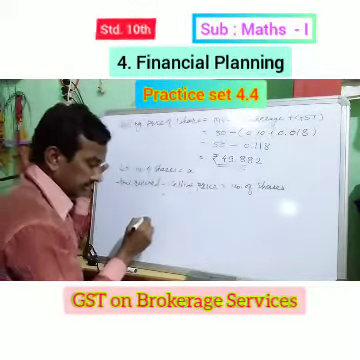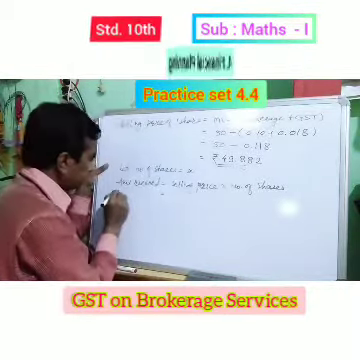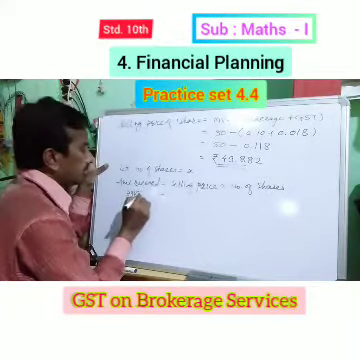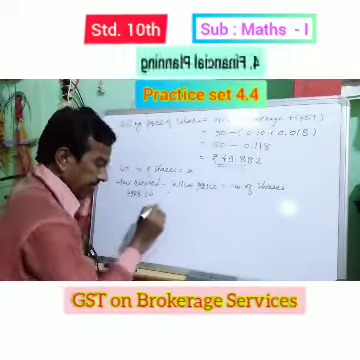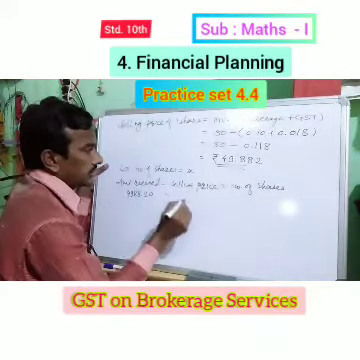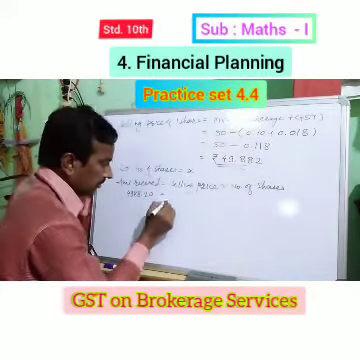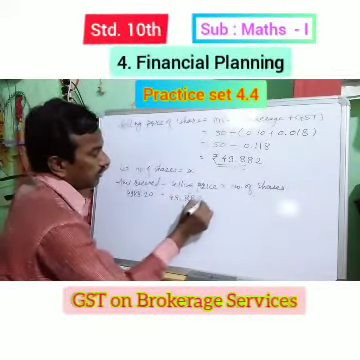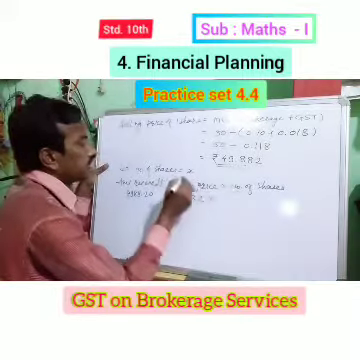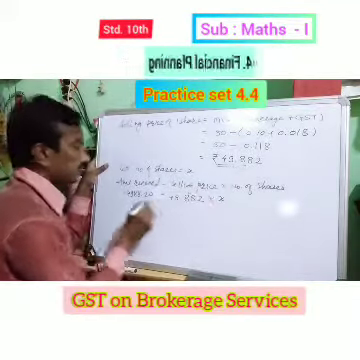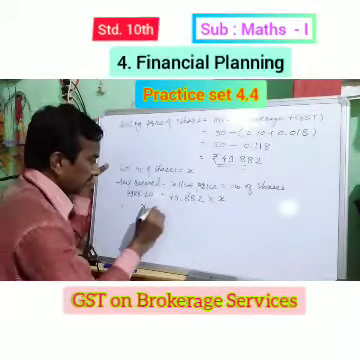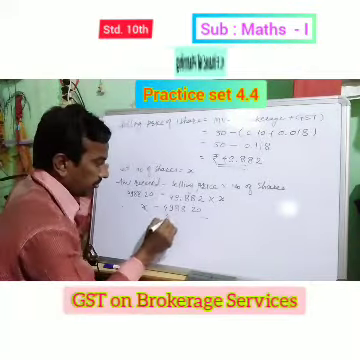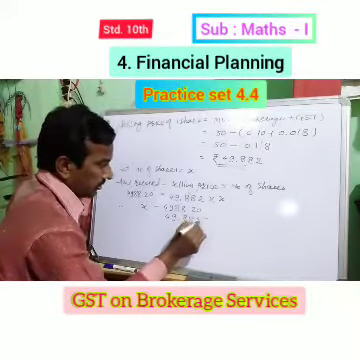The amount received by Srimati Desai is 4988.20. Selling price of 1 share is 49.882 into number of shares. We assume that it is X. Therefore X is equal to 4988.20 upon 49.882.